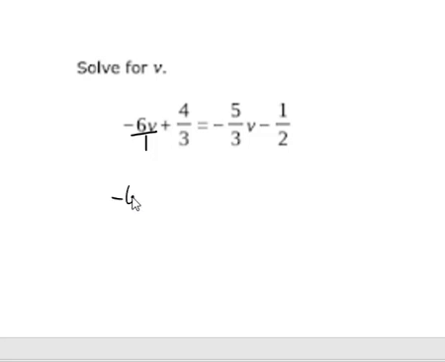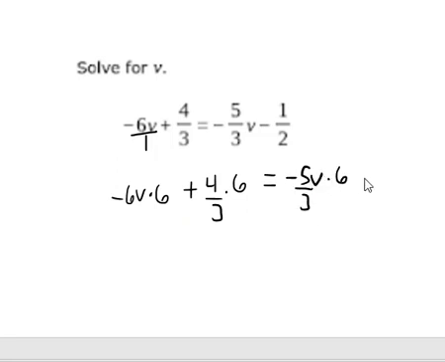So we're going to take the negative 6b, we're going to times by 6. We're going to take the 4/3, we're going to times by 6. We're going to take the negative 5/3 v, we're going to times by 6. We're also going to take the negative 1/2 and we're going to times by 6.